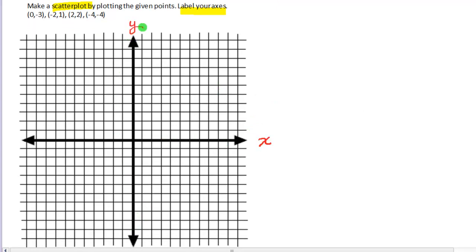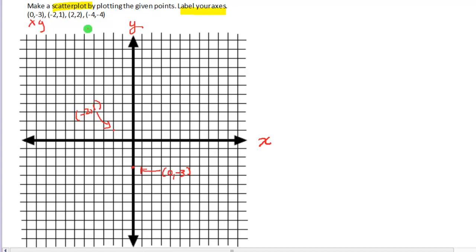We're going to plot, the first point is 0, -3. Remember that 0 is our x-coordinate and -3 is our y-coordinate. So 0 and then down 3. There's our point. I'm going to label it so you can see it better. So 0, -3. That's our first point. The next point is -2, 1. So x is -2 and up 1 for y. So here's our next point. And again, I'm labeling so you can see it better.